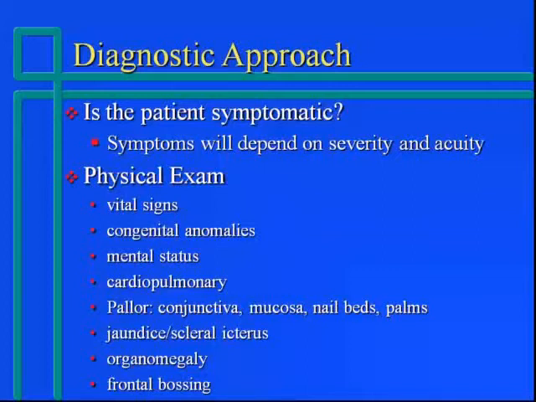Pallor is a tough one. Of course, pallor is the classic symptom of anemia, classic finding, but it can be very hard to determine whether pallor is present depending on the patient's skin color, and it can just be difficult to interpret. Looking at the conjunctiva, the mucosa, the nail beds, and the palms of the hands is a little more useful than general skin color. Looking for the presence of jaundice, scleral icterus, organomegaly, or frontal bossing is also important.